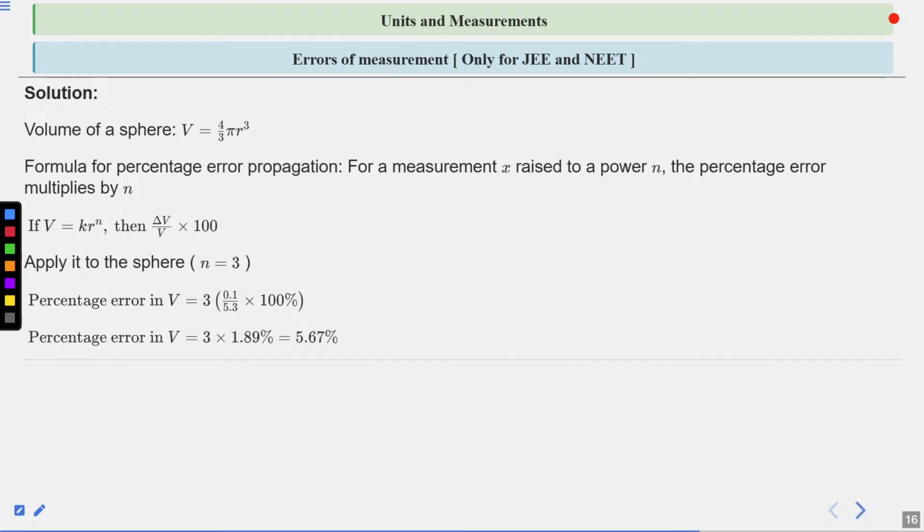So the percentage error in V is 3 into this quantity. The solution of this quantity is 1.89%, so overall it is 5.67%. 5.67% is the correct answer.